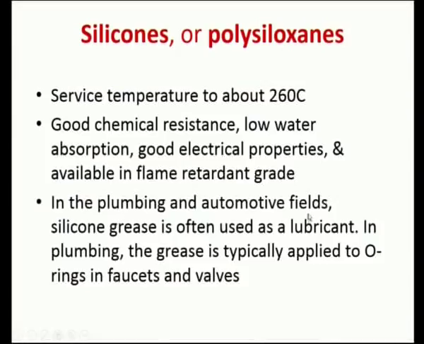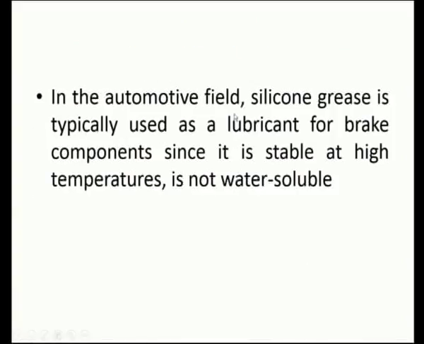In the plumbing and automotive fields, silicone grease is often used as a lubricant. So, one of the very important applications is as a lubricant. In plumbing, the grease is typically applied to O-rings, faucets and valves. So, wherever you require flexibility, there you can apply this kind of lubricant. The lubricant is nothing but silicones or polysiloxanes. In the automotive field, silicone grease is typically used as a lubricant for brake components. Since it is stable at high temperature and not water soluble, because of these two important properties, it can be used for high temperature industrial work.